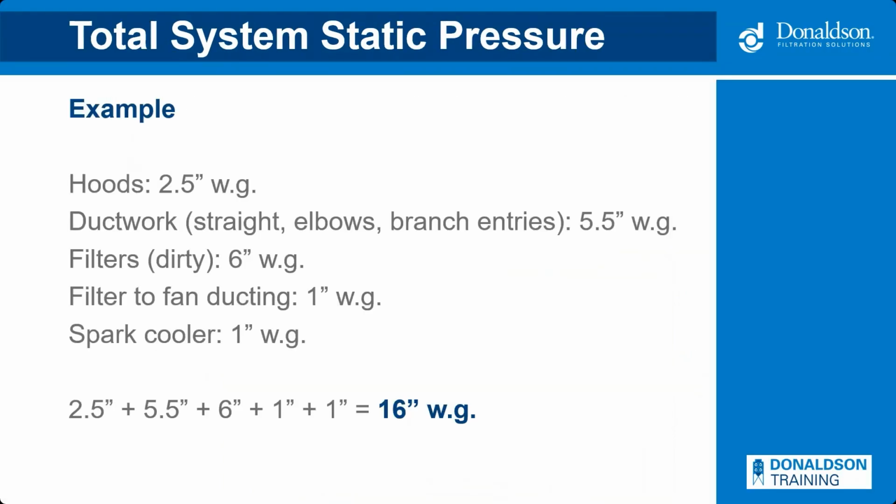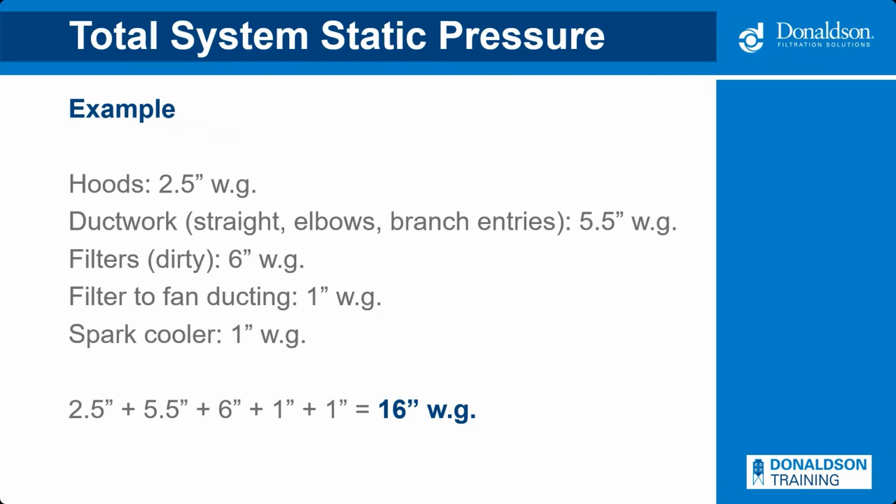So let's do an example. Let's say the hoods in the system totaled 2.5 inches water gauge. The ductwork, including the straight run of duct, elbows, and branch entries, totaled 5.5 inches. In terms of the filters, new unseasoned filters will be in the range of 1/2 inch to 2 inches water gauge, and then they'll be in the range of 2 to 4 inches during the greater portion of their life due to the dust cake on the filters. And then towards the end of their useful life, they might be in 4 to 6 inches of water gauge and might not be able to be pulsed down anymore. So I typically include about 6 inches water gauge to account for these dirty filters.